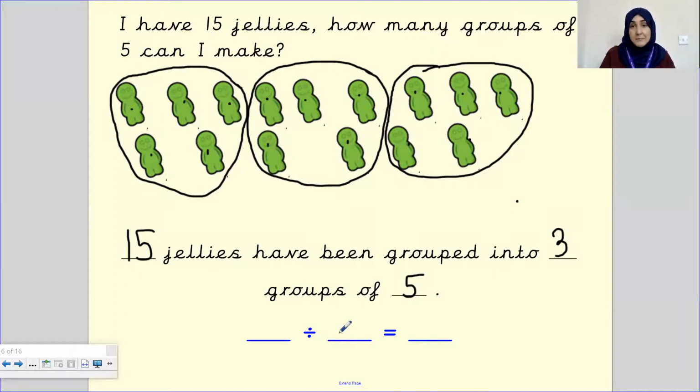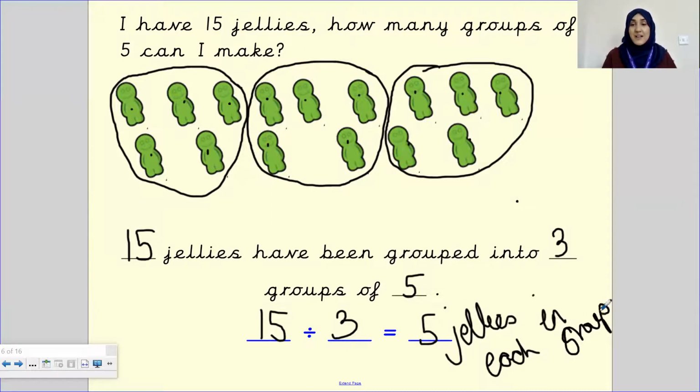Now, can you help me complete this division number sentence? Thank you so much. So I always start with the total amount when we're doing division. So we always start with the total amount. So 15 divided by how many groups? Well done, 3 groups. And how many jellies are in each group? 5. Fantastic. 15 jellies have been grouped into 3 groups and there are 5 jellies in each group.